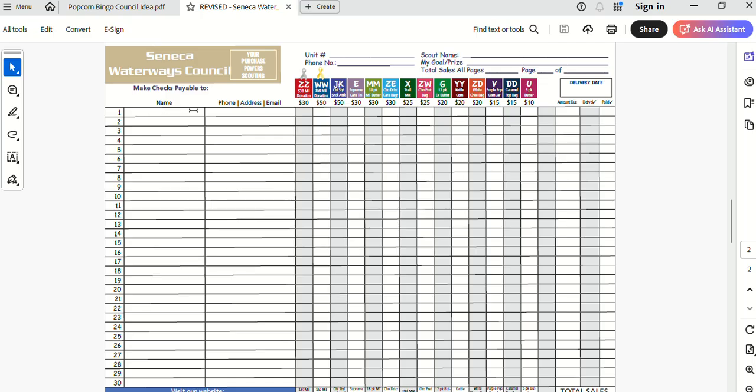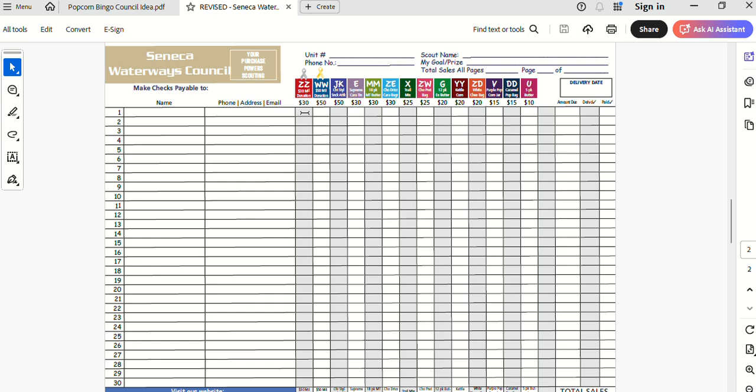Over here, also very important for you is to record who you are selling the popcorn to. If you're selling it to grandma, you probably don't need the phone number and address. I'm pretty sure you're going to know that. But if you're selling it to someone down your street, make sure you get the address of the person because you may not know where so-and-so lives.